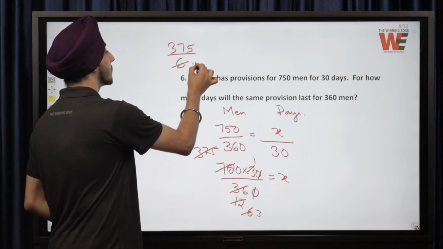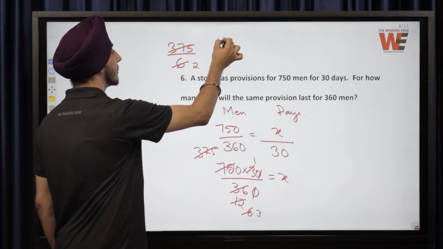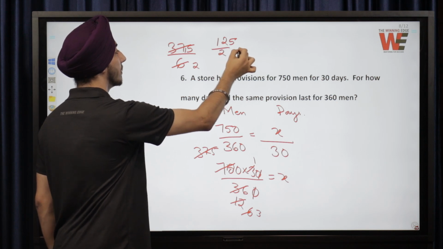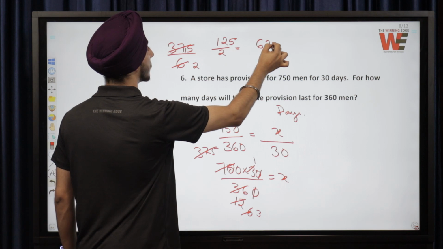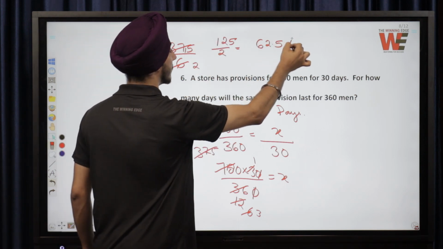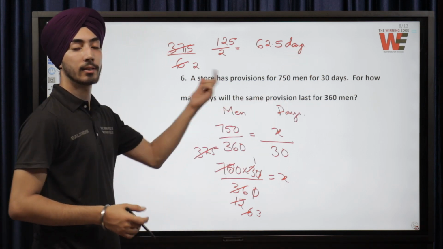So 3 2s are 6 and 3 1s are 3 here. 3 2s are 6, 1 again carry, 3 5s are 15. So we have 125 by 2, which gives you how much? 2 6s are 12, 2 2s are 4, and 1 will be left. So 62.5 days is the time that 360 men will take to complete the given provisions.